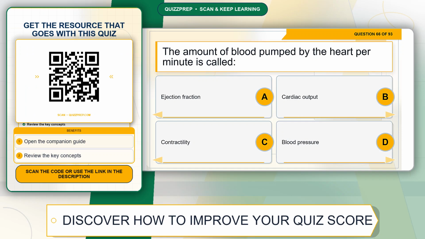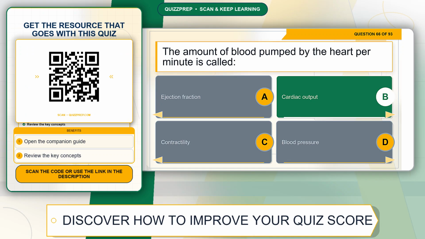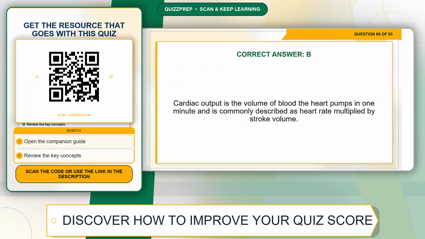Question 66. The amount of blood pumped by the heart per minute is called: Option A, ejection fraction. Option B, cardiac output. Option C, contractility. Option D, blood pressure. The correct answer is option B, cardiac output. Explanation. Cardiac output is the volume of blood the heart pumps in 1 minute and is commonly described as heart rate multiplied by stroke volume.